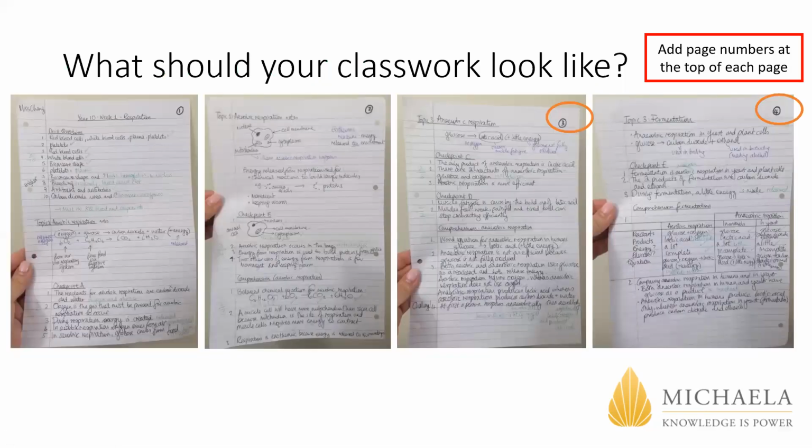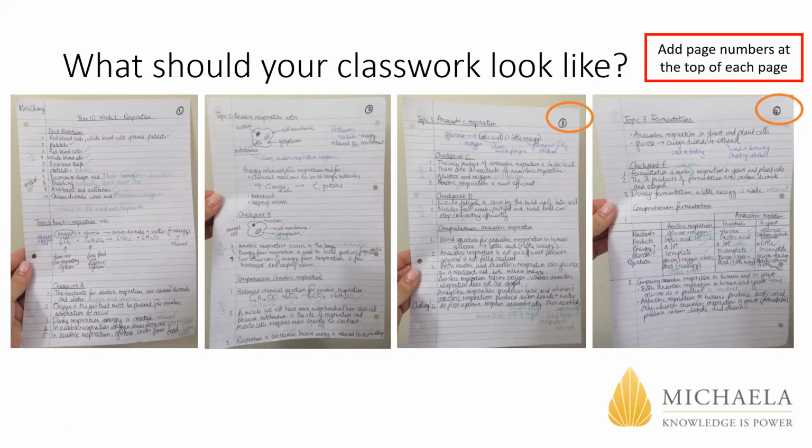Okay, so just a reminder, that's the end of the lesson, that your classwork should look something like this, with your numbered pages. It's really clear. Number your pages, circle the number. Check you've done that now. If you haven't done that, do so now. Make sure your name is at the top as well.